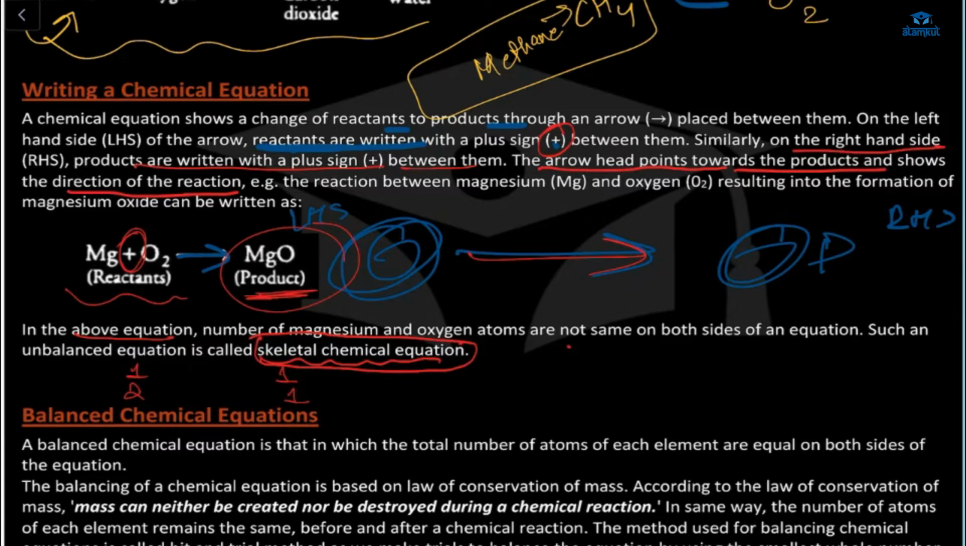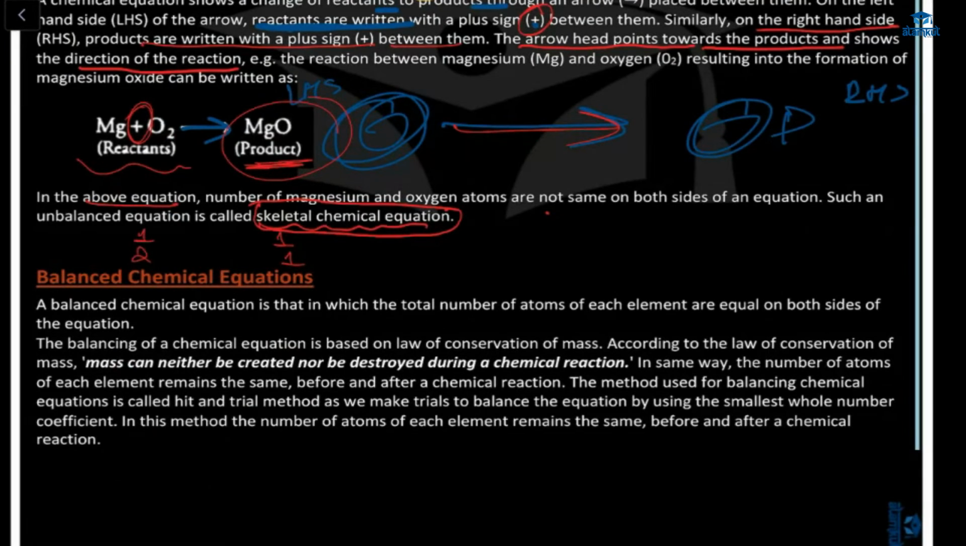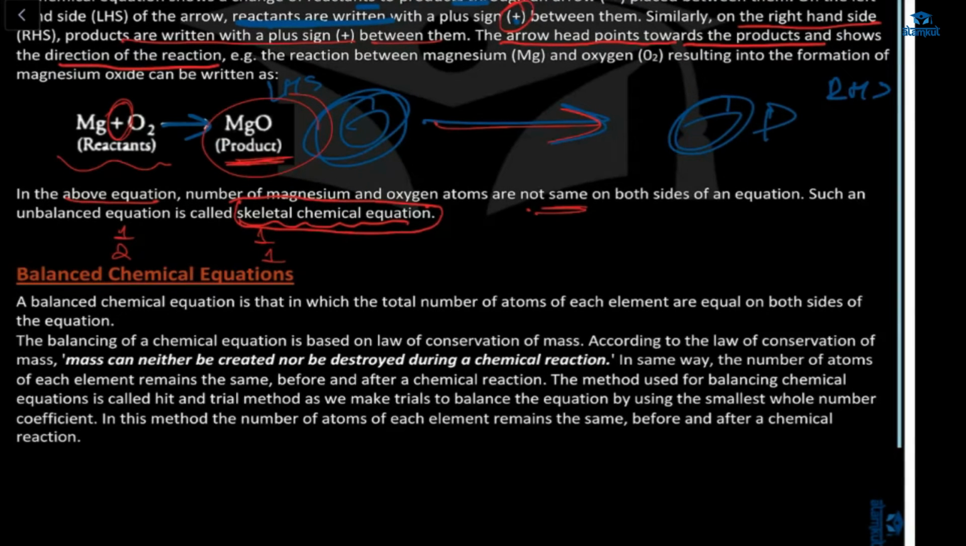Got it? What is a skeleton chemical equation, Rudroniel? If in the LHS and RHS my number of atoms are not equal, then that type of unbalanced equation is known as a skeleton chemical equation.